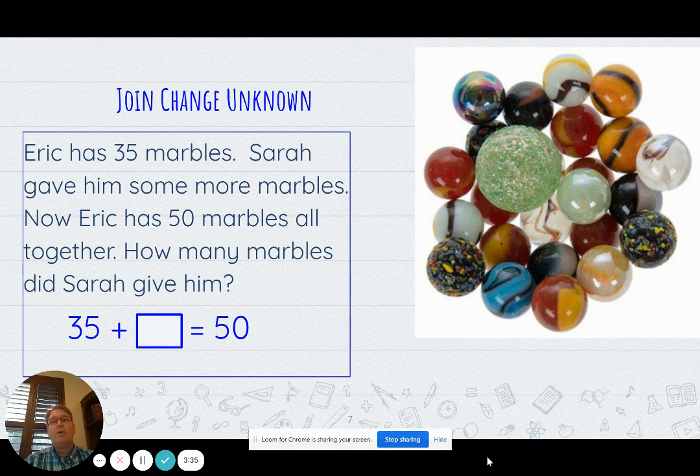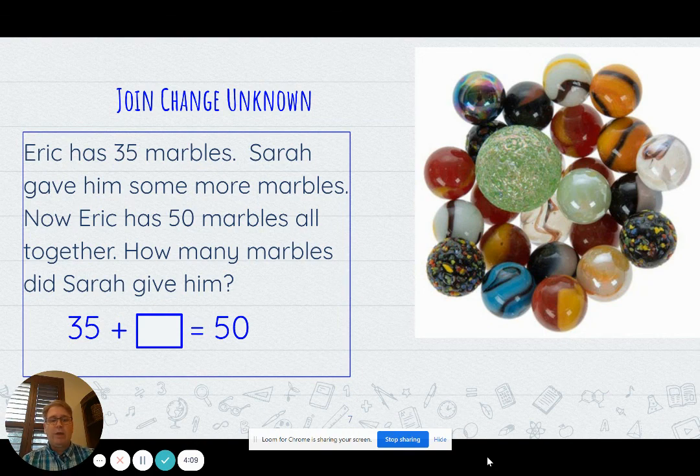Sarah gave him some more marbles. The number that's missing is the change number, what he was given. And now he has a total of 50 marbles. So we might solve this problem lots of ways. I mean, we can count up from 35 by ones, 36, 37, 38, 39, all the way to 50 and get the answer of 15. We could do this on a number line and show 35 and jump 10 to 45 and another 5 to 50, and 10 plus 5 is 15. We may even subtract 50 minus 35 and get a total of 15.